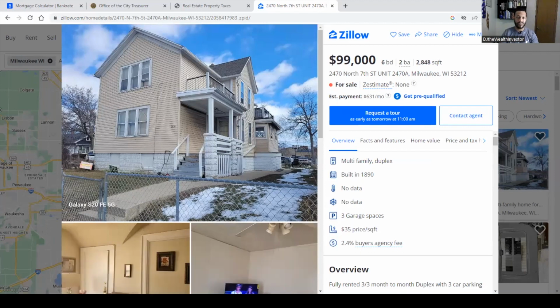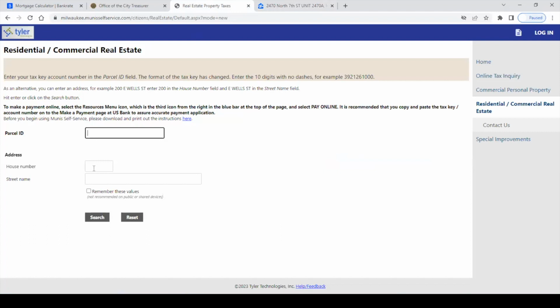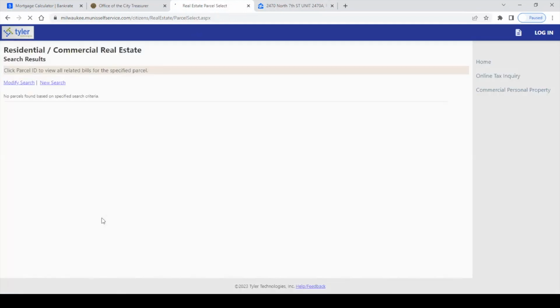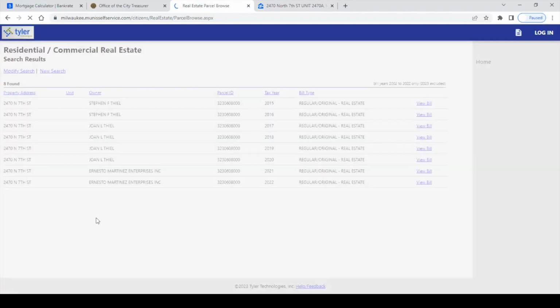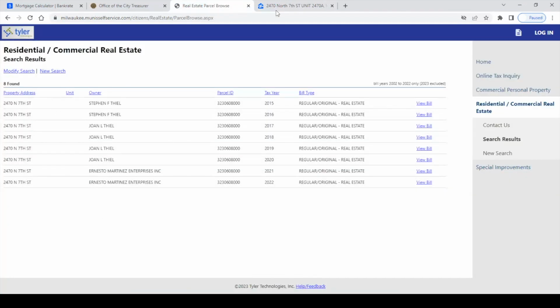And what we're gonna do is just copy this address, go right back into this property tax site. Here they just want the house number. There we go. And then North 7th. I don't know if it's gonna take all of this, so let's just see what happens. Modify. Instead of saying North, let's just put in North. Boom, and then the house comes up.